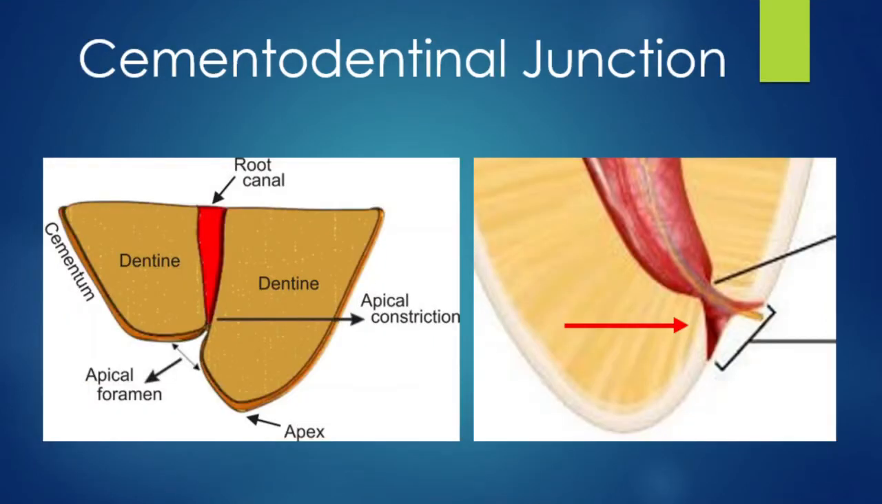Now, the second part, which is the cementodentinal junction, CDJ, is a line of union between dentin and cementum at which pulpal tissue ends and periodontal tissue starts. It's the point at which cementum and dentin meet. It's about 1 millimeter from the apical foramen.